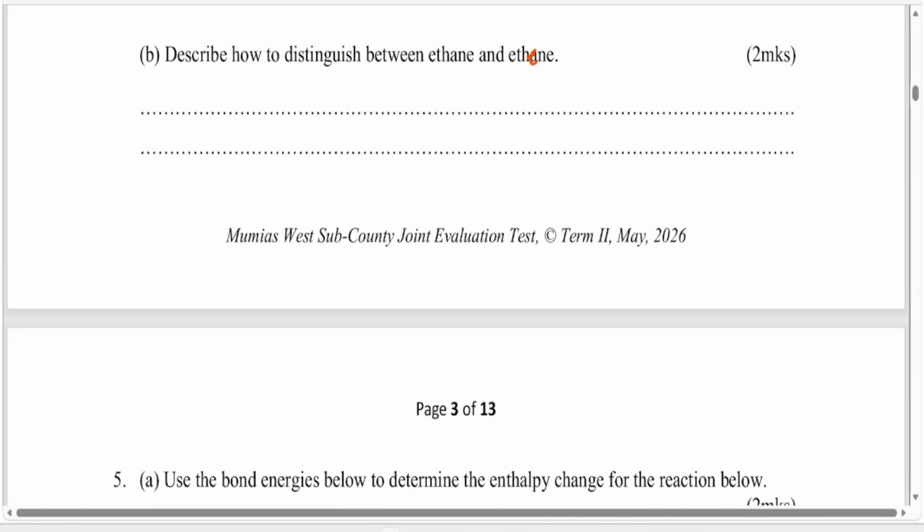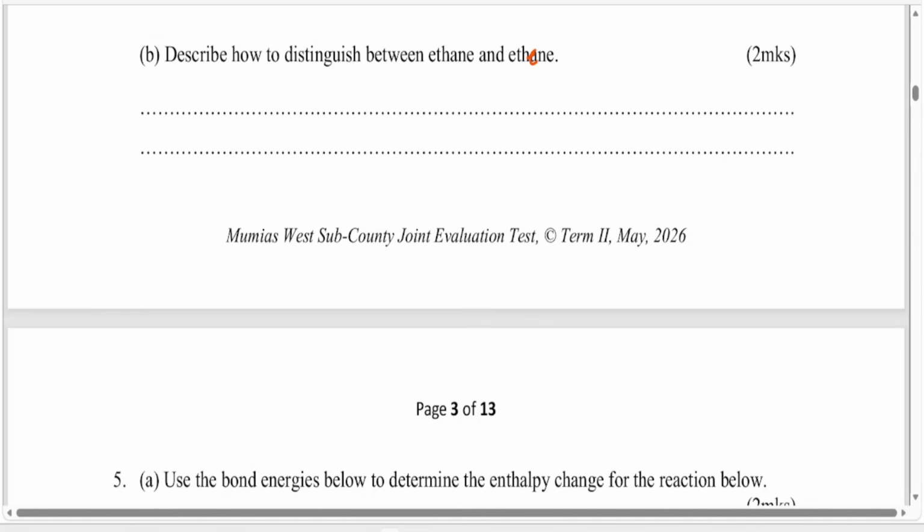So how do we differentiate between an alkane and an alkene? Here we can use an oxidizing agent, and the commonly used oxidizing agent is acidified potassium manganate 7 that changes or decolorizes in alkenes, which is not the case in alkanes. So how do we describe how to distinguish between the two?